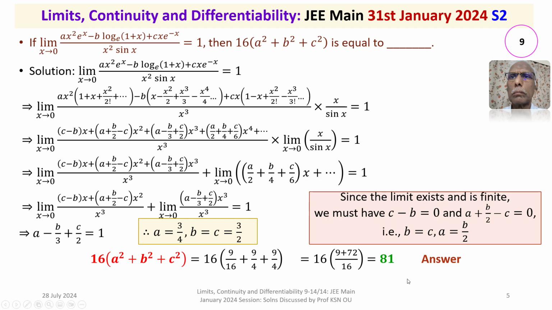So therefore the answer to this question, 16 times a square plus b square plus c square, is equal to 81. That is the detailed discussion of the solution of this problem. We now move to the next problem.